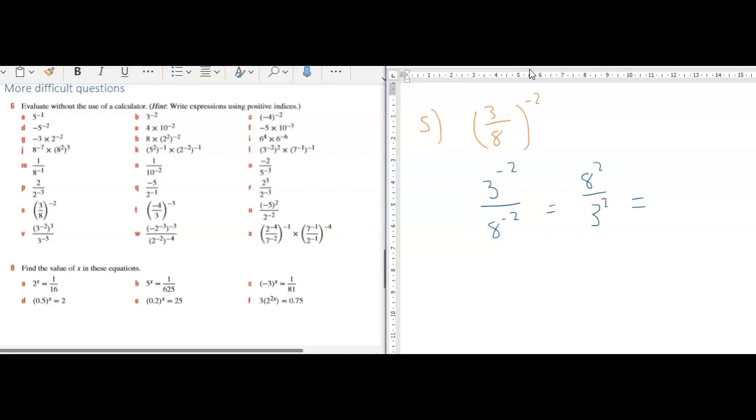Okay, so we're going to evaluate it. It didn't say to leave it in index form. So let's do it. 8 squared is 64, and 3 squared is 9, and I don't think we can simplify that any further. So it's just become 64 over 9. You don't need to put it as a mixed number fraction. Okay, let's have a look at W, and then I might do Z. They look a little bit harder.